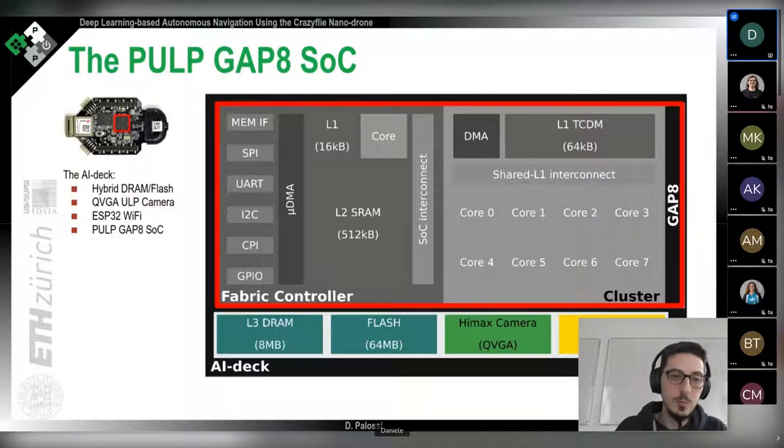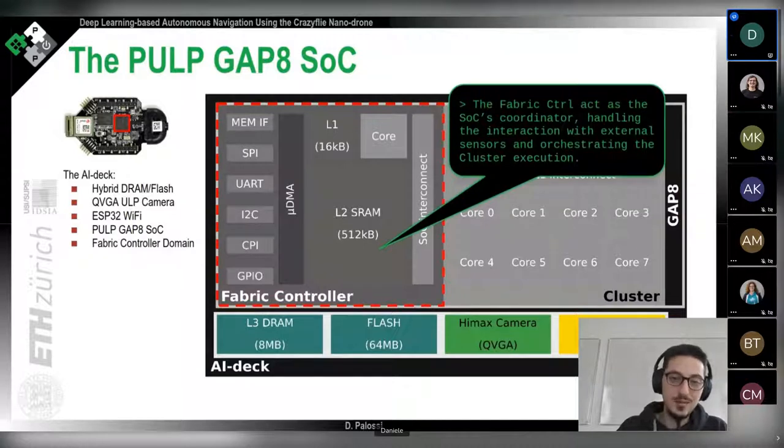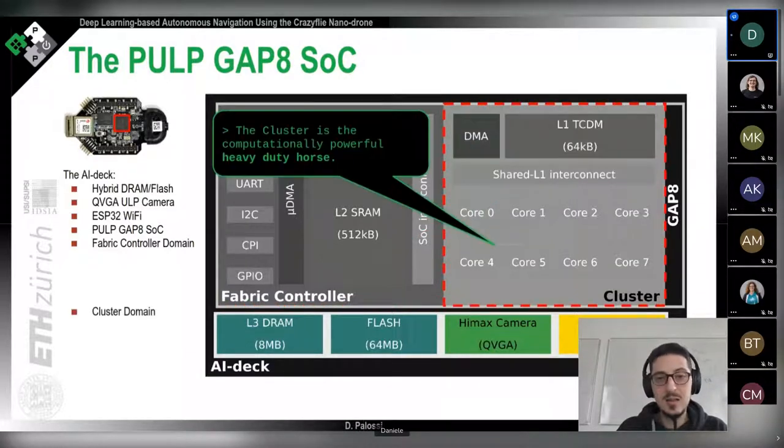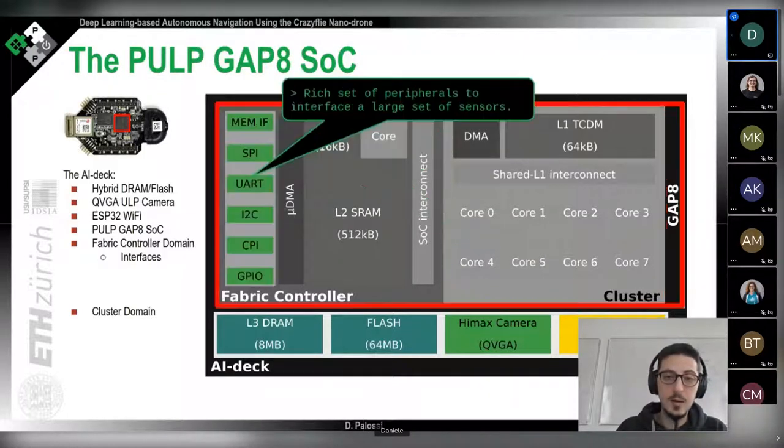Then moving into the GAP8 system on chip. First of all, as I tried to introduce before, we have two domains. The fabric controller on one side, that is this guy orchestrating the work, interfacing with the external peripherals and sensors and organizing the data transfer for the cluster, that is the second domain. And this one is the computationally powerful heavy duty horse, to accelerate, to perform general purpose computation. I will go into details in a short while.